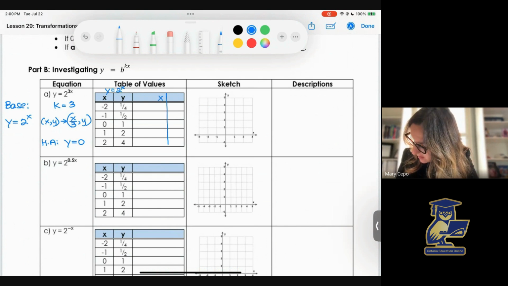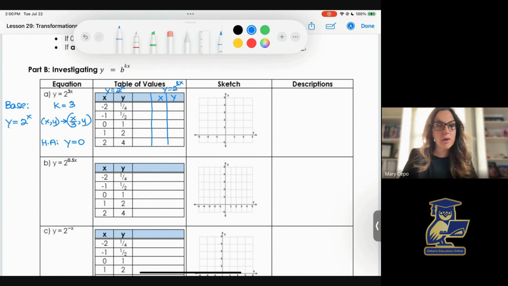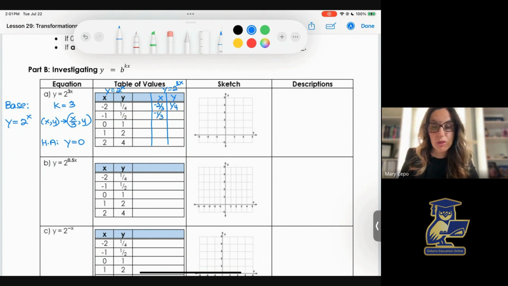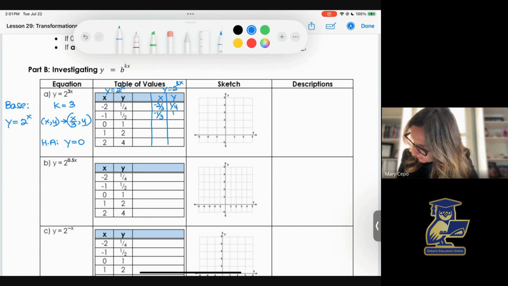And y is equal to 2 to the power of 3x. How does that impact it? Each of our x values are divided by 3. So that x would be negative 2 over 3. Negative 1 over 3 because you're dividing negative 1 by 3. And of course, the y value remains the same. 0, 1, 1/3 and 2, and then 2/3 and 4.